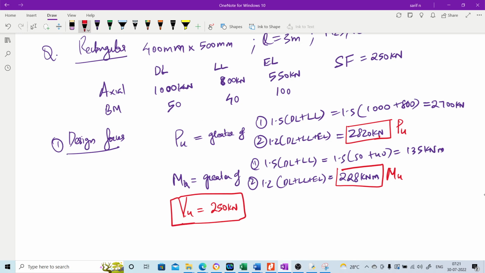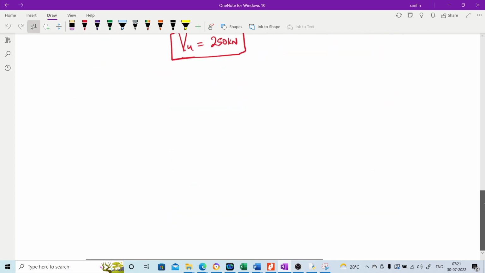So the first step will be to design the longitudinal reinforcement, and the second step will be to design the shear reinforcement. So let us go for the longitudinal reinforcement design.